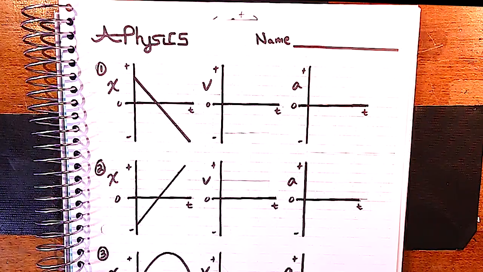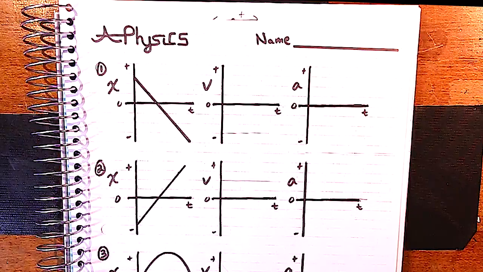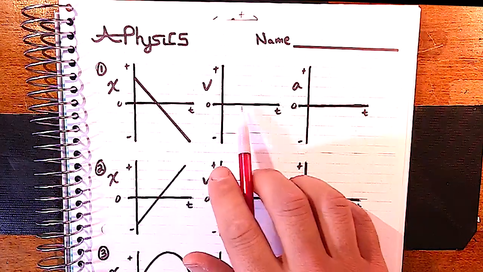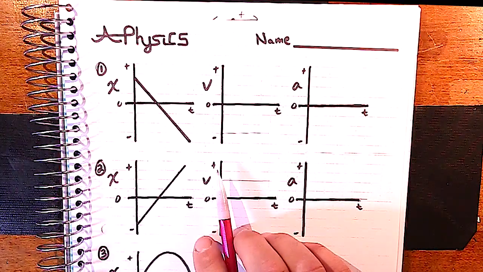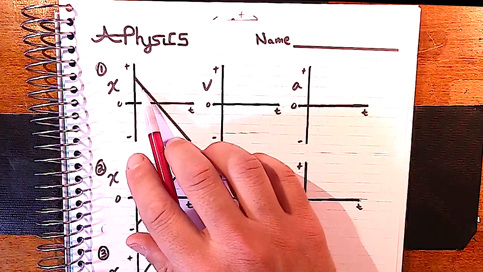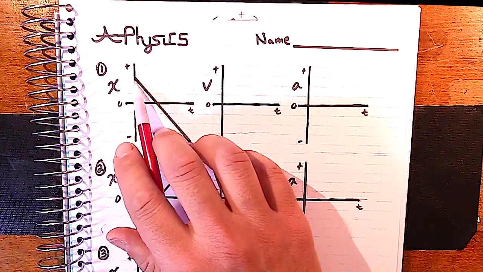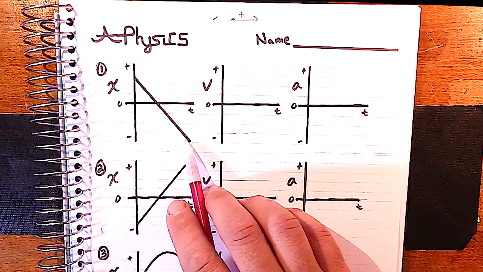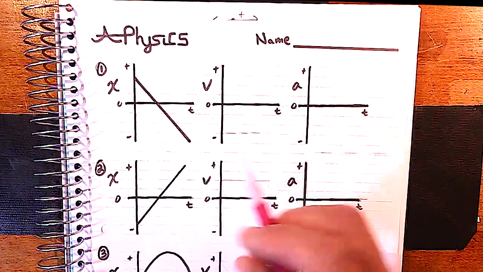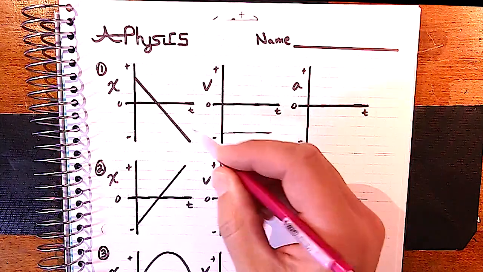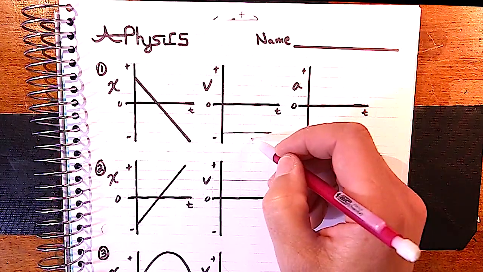The best way to really understand this is to look at a whole bunch of examples. So what we're going to do is take the position time graph and then draw the velocity and acceleration graphs. If we look at this situation here, we have the position of an object and the slope of this line is constant and negative, telling us that the velocity is constant and negative. Again, the slope tells us about the next graph.